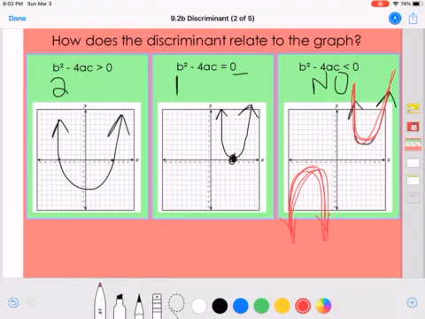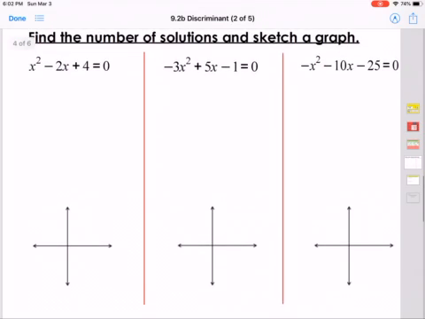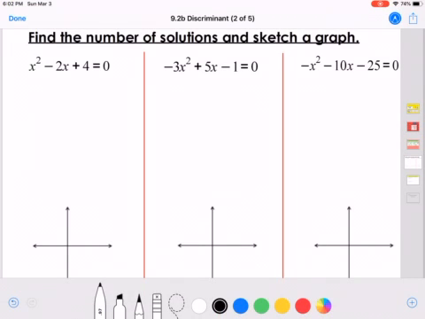Now let's put all of this together, and this is our job. This is what we are going to do with the discriminant. We are going to look at the discriminant to find the number of solutions and to sketch a graph. So we have x squared minus 2x plus 4, and we want to plug that into our discriminant. So our b squared minus 4ac. Well, our b value is negative 2, our a value is 1, and our c value is 4. So let's just plug that in.